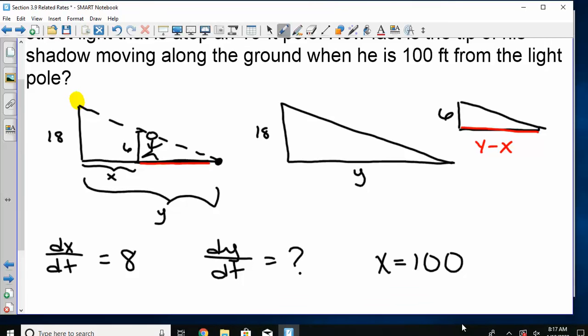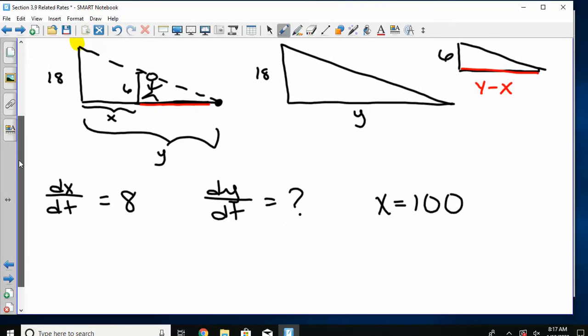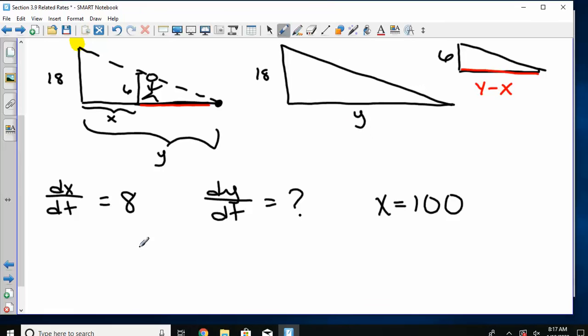Can't do the Pythagorean theorem because I don't have 3 sides in a triangle. What's true about these 2 triangles? Similar triangles, because one is just an enlarged version of the other. Do you remember with similar triangles we can do proportions? There are several different ways you could set it up, but I could say y over 18 equals, then you pick the corresponding sides in the other triangle. y was the base, so the base over here is y minus x. 18 was the height, so the height over there is 6.